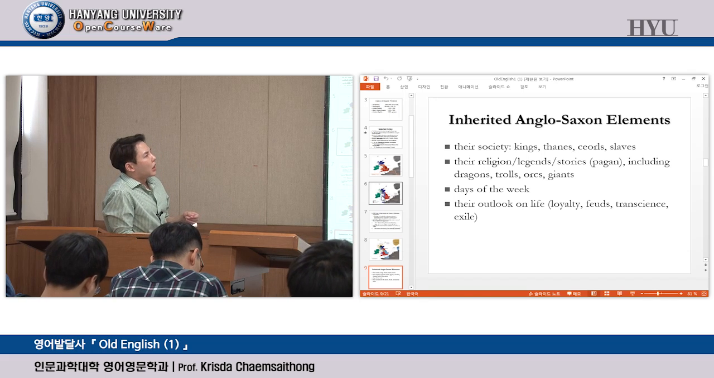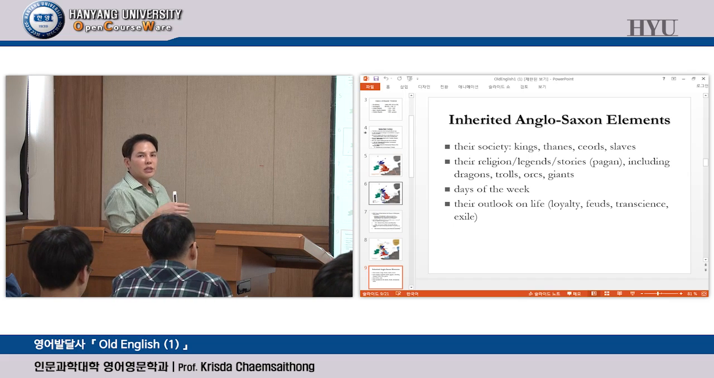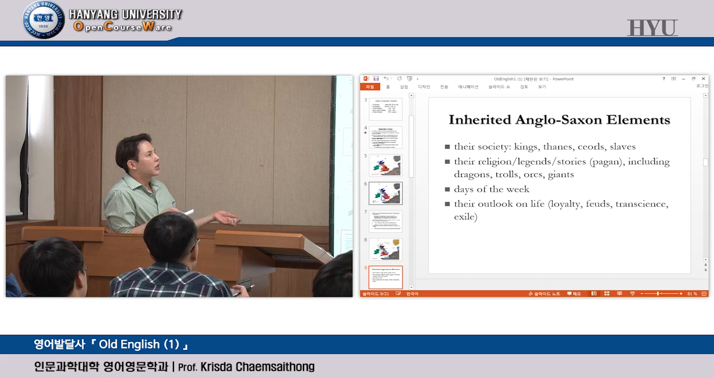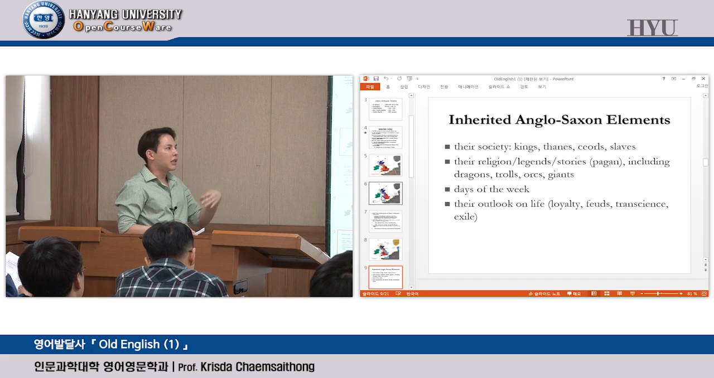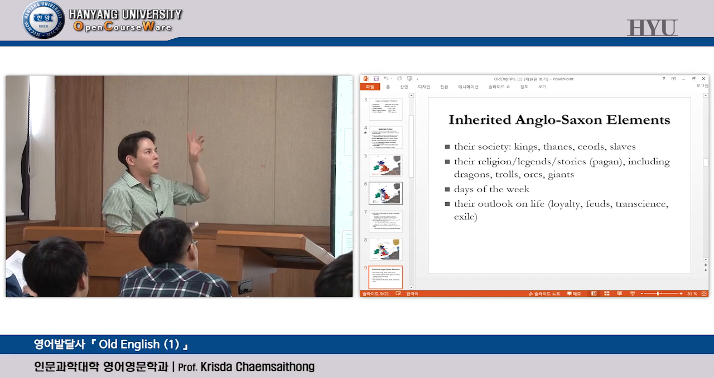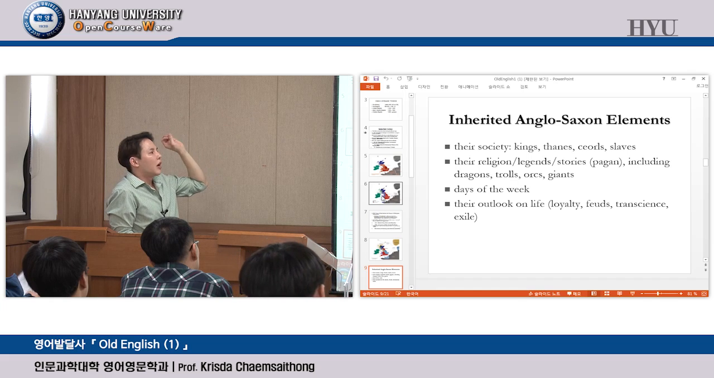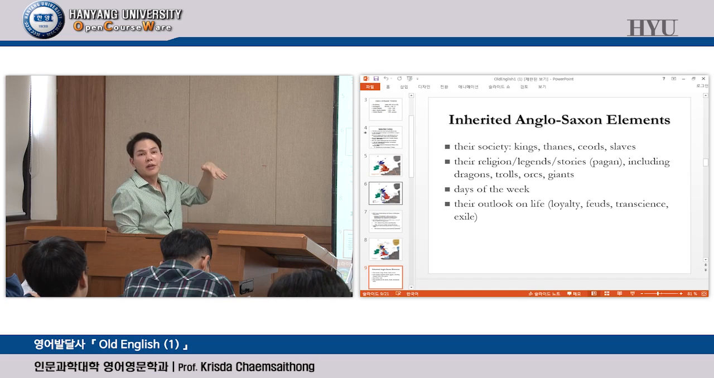Now, if you are interested in Anglo-Saxon society, if you study Old English, you have to study, just like when you study languages, right? You have to study their own culture. So the society: kings, thanes, churls, and slaves, and so on. You know, in Anglo-Saxon society, just like in ancient Korea, there are two big groups of people, right? You have freemen, people who are not slaves, and also slaves, right? So under freemen, you have several ranks, right? You have, of course, the highest, the king, right?